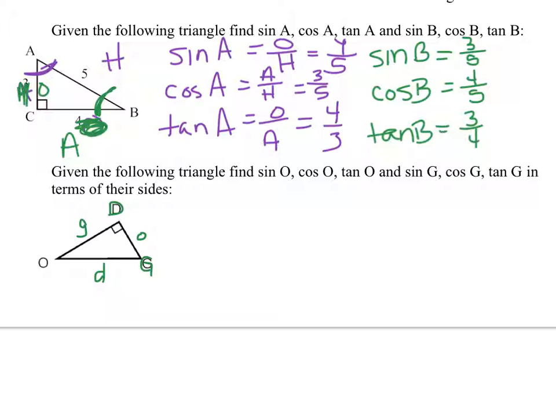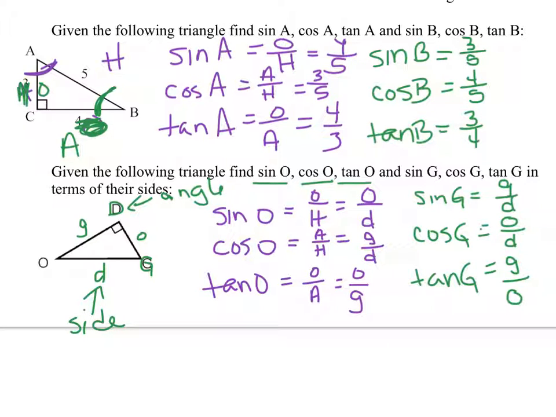So that's what you have to understand. If it's an uppercase letter, it's an angle. If it's a lowercase letter, it's a side. And it's important you recognize that, and you take it from there. So try to do sine of O, cosine of O, tangent of O, and the G's also. Take a second and figure that out.